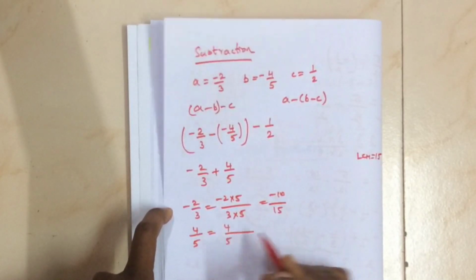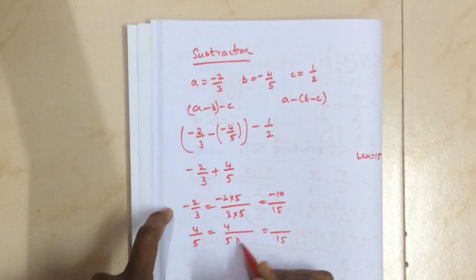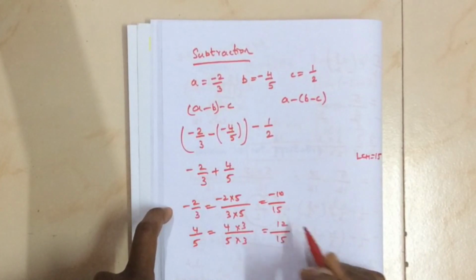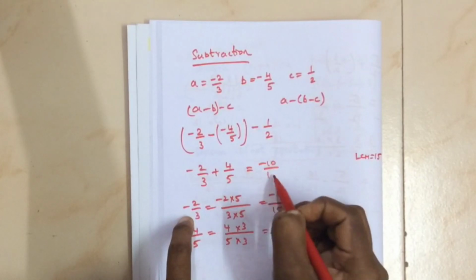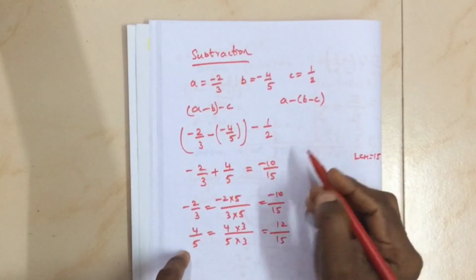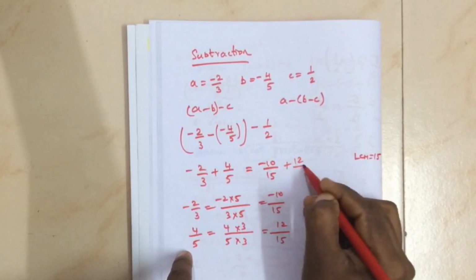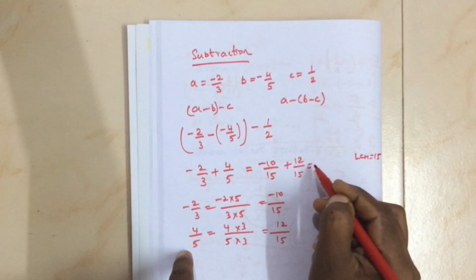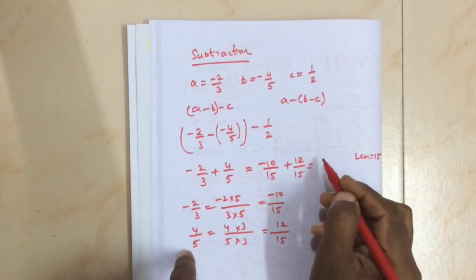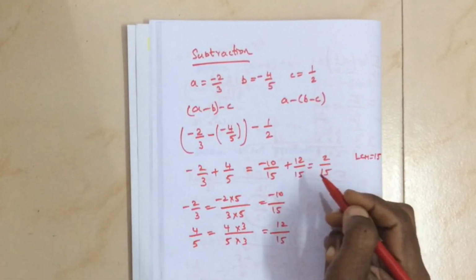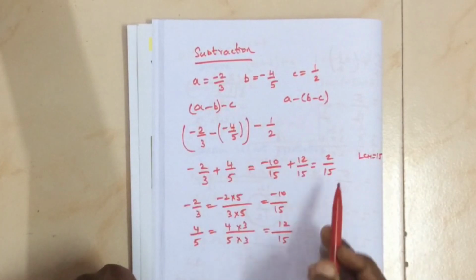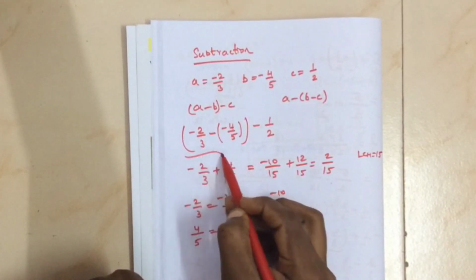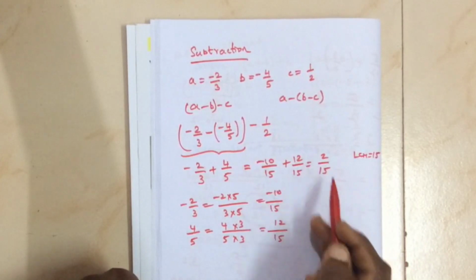So this is 4 by 5. Again you should get 15 here, so multiplied by 3 on both sides, which gives 12 by 15. So instead of minus 2 by 3, I am writing minus 10 by 15, and instead of 4 by 5, I am writing plus 12 by 15, which gives 2 by 15. So we solved A minus B, which gives 2 by 15.